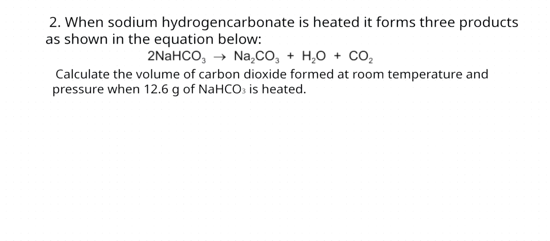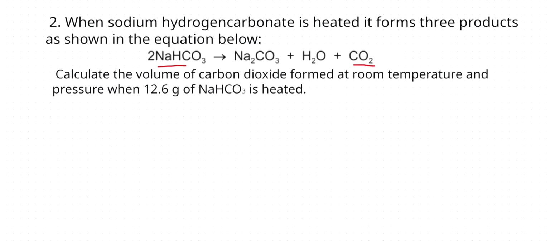A second example goes thus. When sodium hydrogen carbonate is heated, it forms three products as shown in the equation below. You can see that when sodium hydrogen carbonate is heated, it gives three products: sodium carbonate, water, and carbon dioxide. Now the question is, calculate the volume of carbon dioxide formed at room temperature and pressure when 12.6 grams of sodium hydrogen carbonate is heated. Now we are to look for what? We're to look for the volume of carbon dioxide, and we're given data on sodium hydrogen carbonate. That is, we're given the mass of sodium hydrogen carbonate.